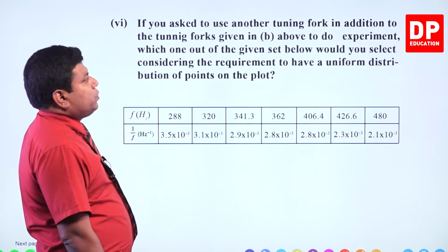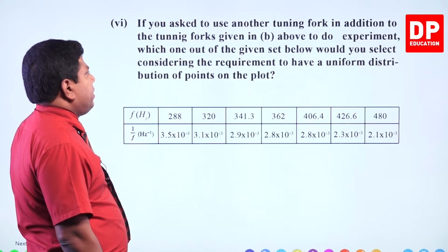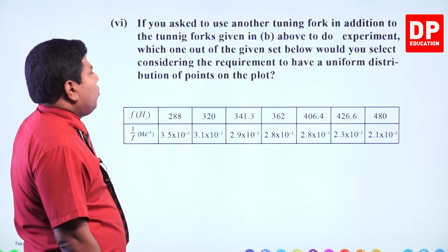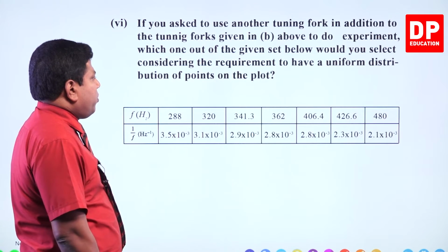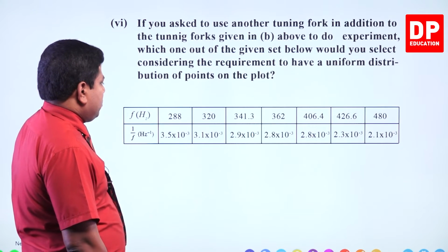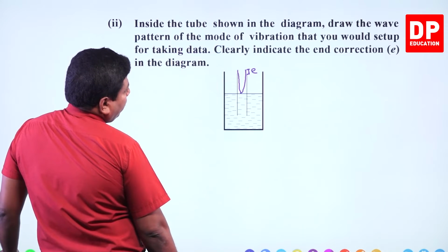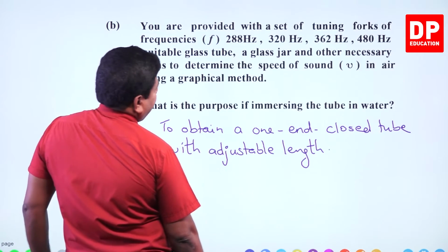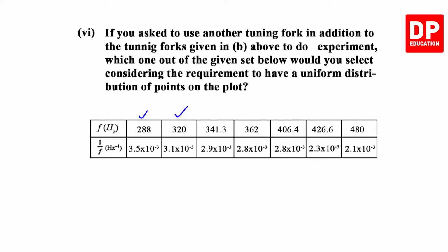If you are asked to use another tuning fork in addition to the tuning forks given in B above to do the experiment, which one out of the given set below would you select, considering the requirement to have a uniform distribution of points on the plot? Now, see, which ones do we have already? 288, 320, 362 and 480.